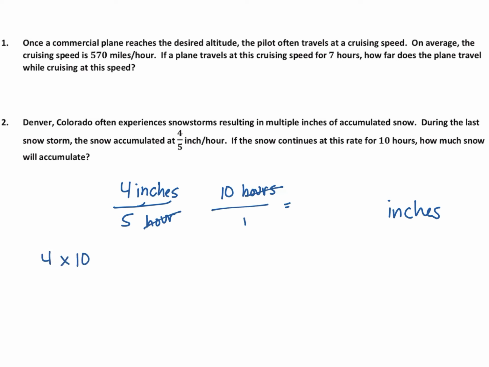4 times 10 is 40. 5 times 1 is 5. And 40 divided by 5 is 8. So this will be 8 inches of snow.